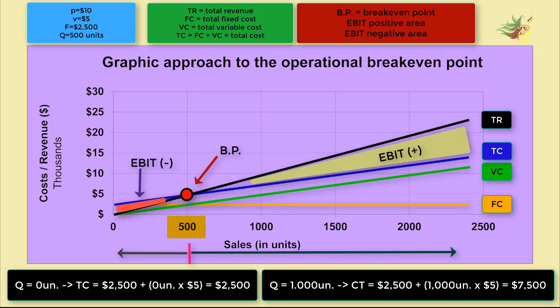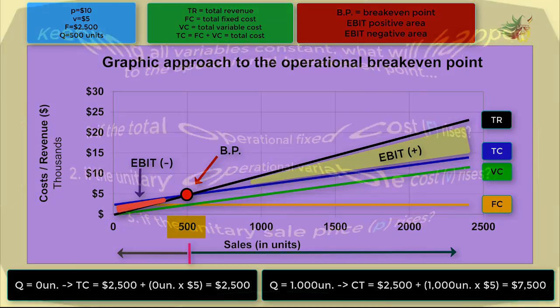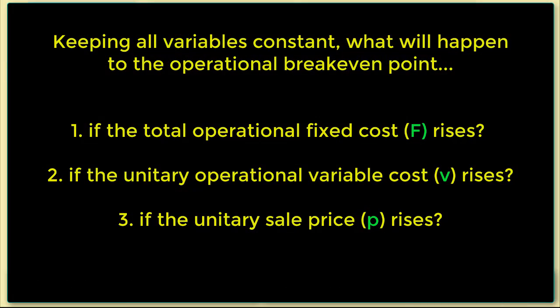A constructive recommendation is to stop this video and appreciate this structure a little bit more. To improve your reflection, I will ask you 3 questions based on the numbers from this example. Firstly, keeping all variables constant, what will happen to the operational break-even point if the total operational fixed cost rises? Will it rise or fall? Secondly, keeping all variables constant, what will happen to the operational break-even point if the unitary operational variable cost rises? Will it rise or fall?